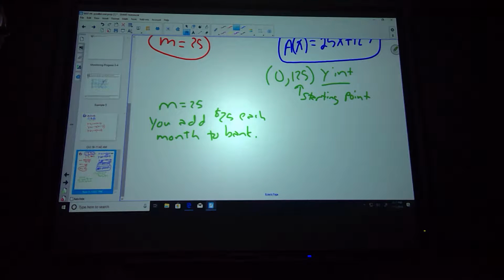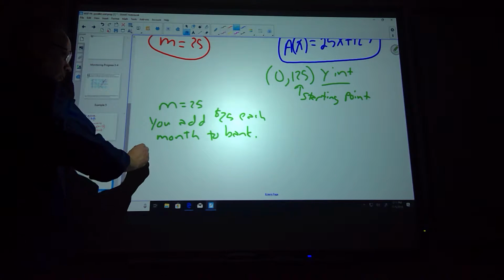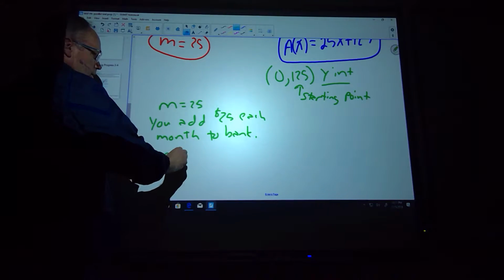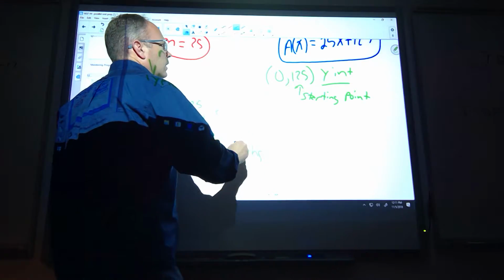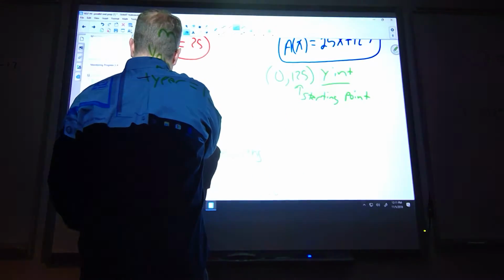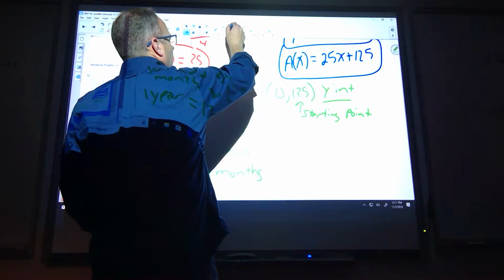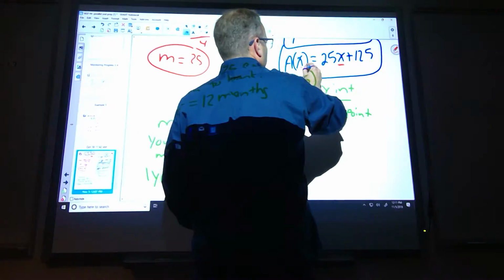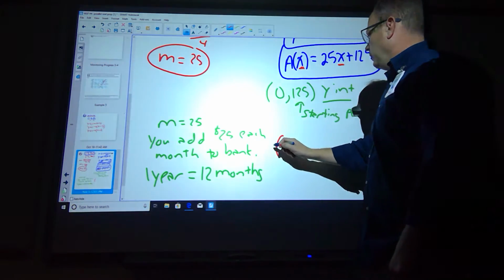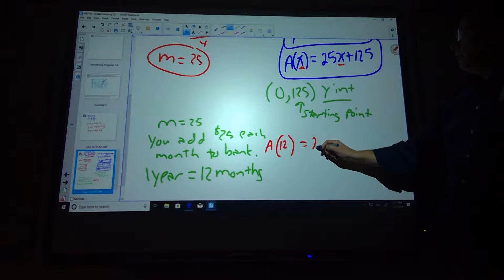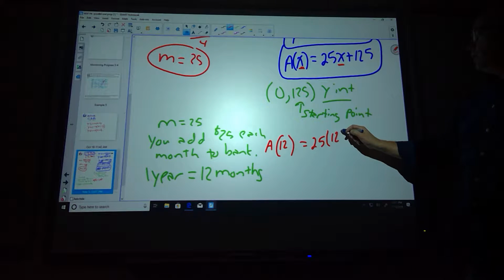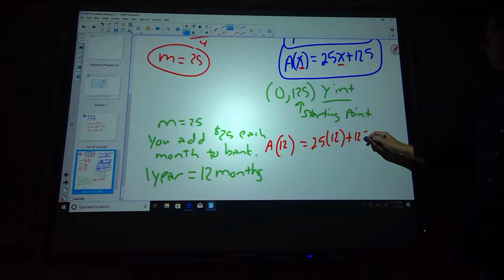So a year is how many months? 12. 12 months, so 1 year equals 12 months. All right. So I'm going to go back to the equation we just made, and I'm going to plug 12 in right here. It actually goes in there too. So I can go A(12) rather than A(x) is equal to 25 times 12 plus 125. 25 times 12, anyone know? Anyone got a calculator out?